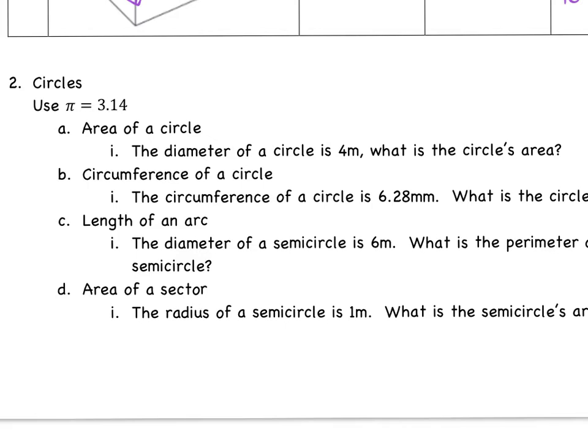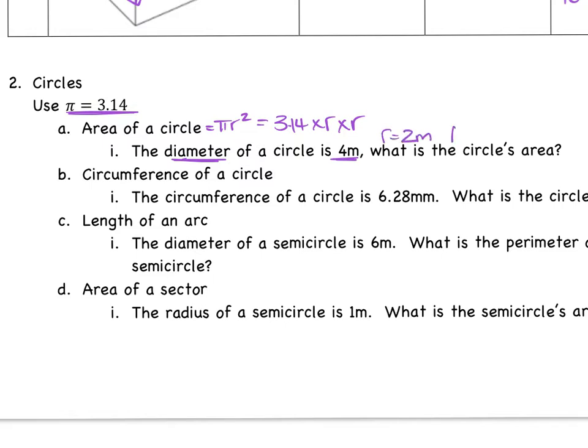Circles. So the first piece of circles we're going to look at is area of a circle. So the area of a circle is equal to pi r squared, which means pi, which in this case they're telling us is 3.14, multiplied by r multiplied by r. So the first question tells us that the diameter is 4 meters. So we cannot work with a diameter being 4 meters. So what we would do is we'd work out what is r. So in this question, r would be 2.